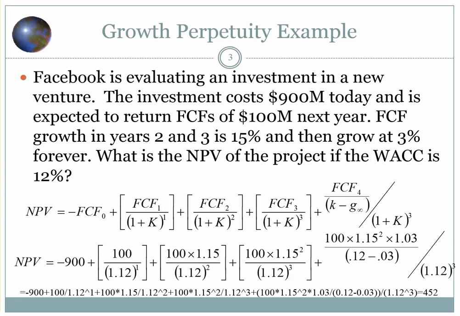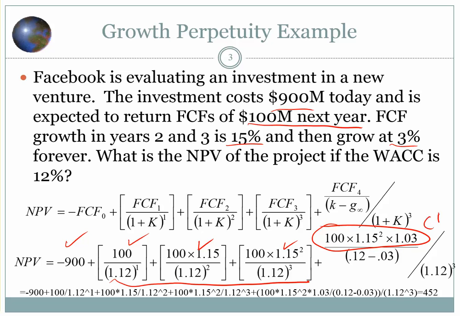So here's an example. Facebook is evaluating an investment in a new venture. The investment will cost $900 million today and is expected to return a cash flow of $100 million next year. And then free cash flows will grow at 15% for 2 more years and then grow 3% forever. So in this case, $900 today, $100 next year, grow that by 15% and 15%. So here's the present value of the first 3 cash flows. This is my cash flow in year 4.